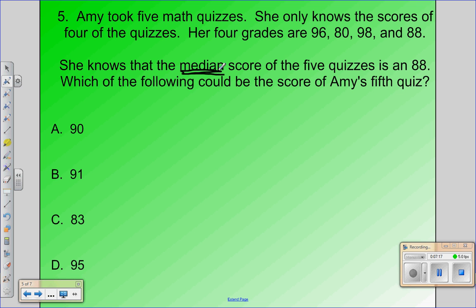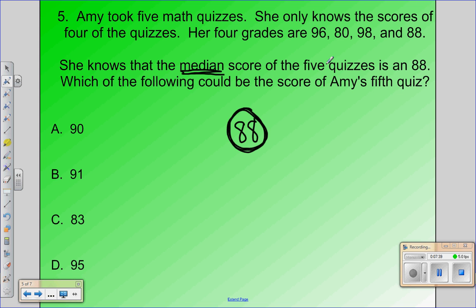So remember, median is the number that's in the middle. Which of the following could be the score of Amy's 5th quiz? All right, so you have to work backwards. Tell yourself, do not panic. You can do this. So if 88 is going to be our middle, I'm going to go ahead and circle it because then I know that that's going to be my middle number.